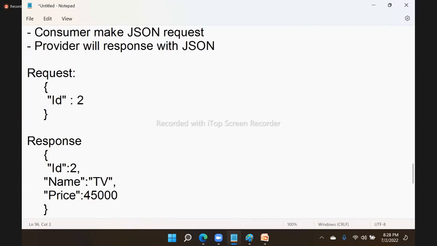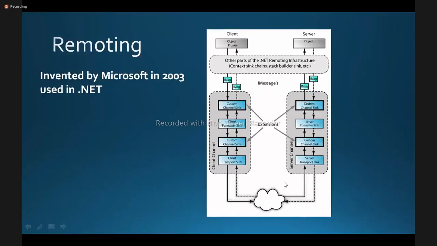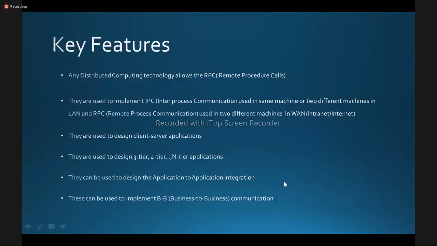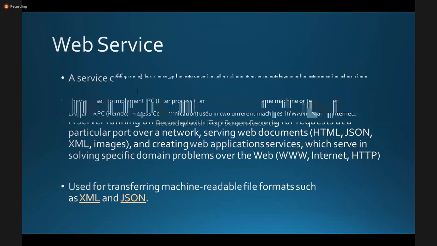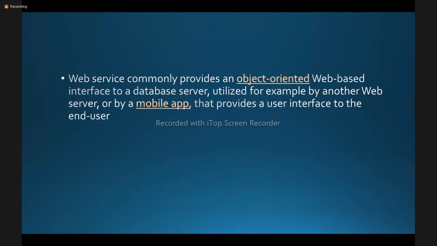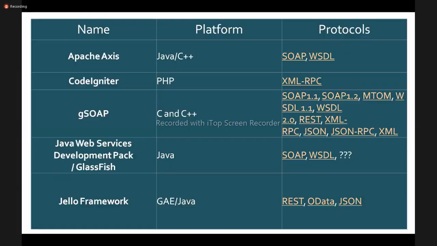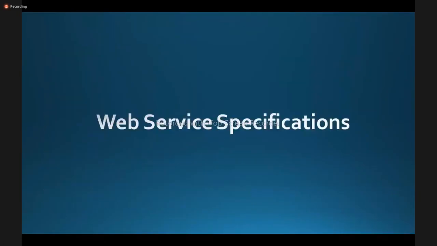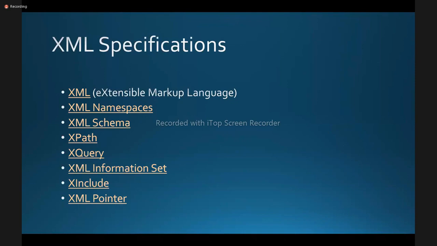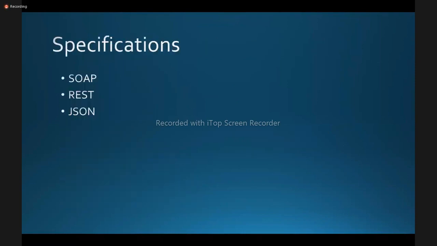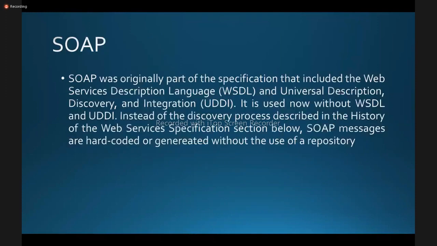So we have SOAP, we have REST, and we have JSON. These are the web service specifications. You see, this is all not required for you. These are the specifications: SOAP, REST, and JSON. SOAP, the Service Oriented Architecture Protocol, uses languages like WSDL and UDDI.